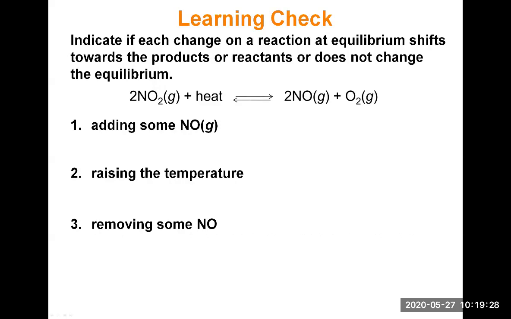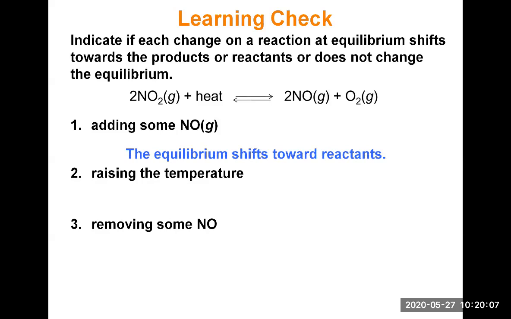So what will adding some NO do to the equilibrium? NO is one of the products. So that means you're adding a product. If you're adding a product, Le Chatelier's principle says that the equilibrium will try to consume that product. And to consume the product, it favors the reverse reaction, and it goes from right to left. So it will favor the reactant. So the equilibrium will shift towards the reactants.